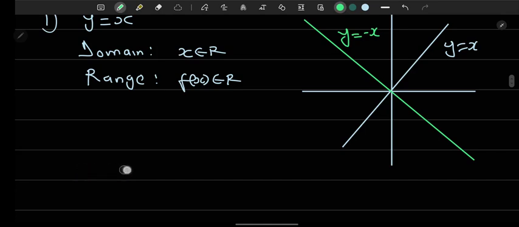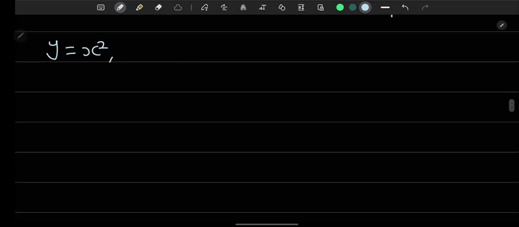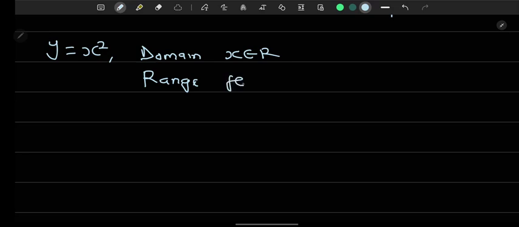Now for the second function, which is y equals x squared. So the domain of this function is set of real numbers. Okay, while the range here is f of x greater than or equals to 0.